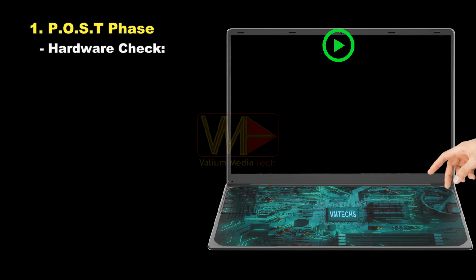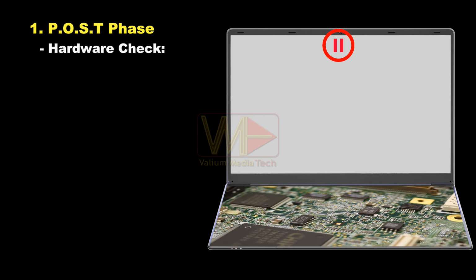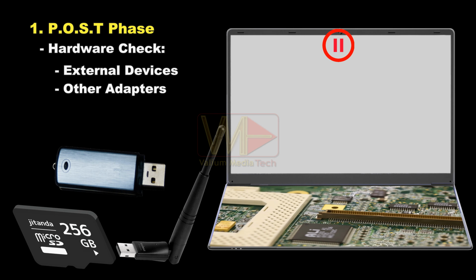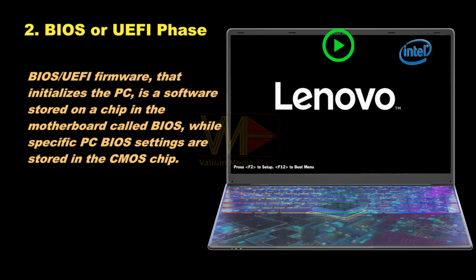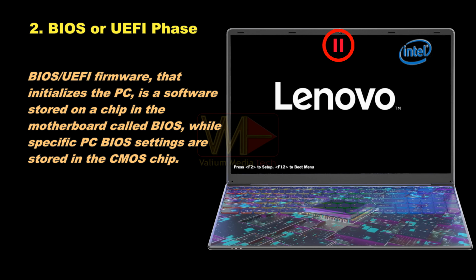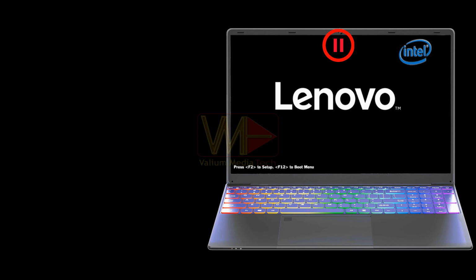When you press the power button, the system performs a POST, or power-on self-test. This checks hardware components like CPU, fan, RAM, disk drives, keyboard, connected devices, and other adapters, to ensure they are functioning properly. Next, the BIOS or UEFI firmware takes control, searching for a bootable device. Once a valid bootable device is found, the firmware passes control to the boot manager.